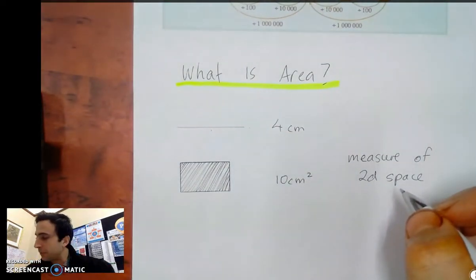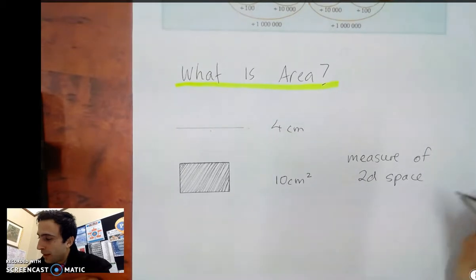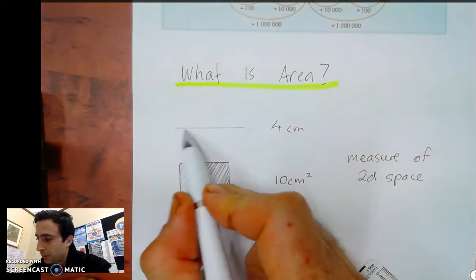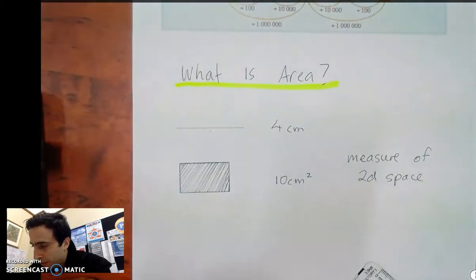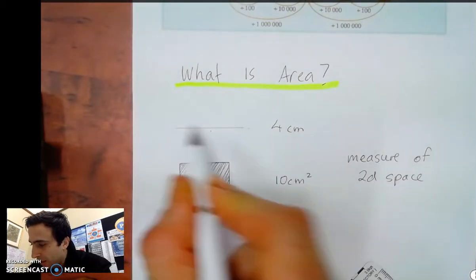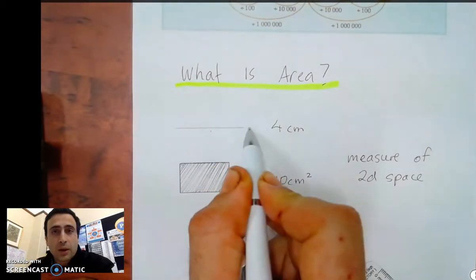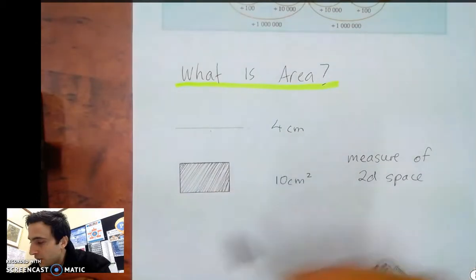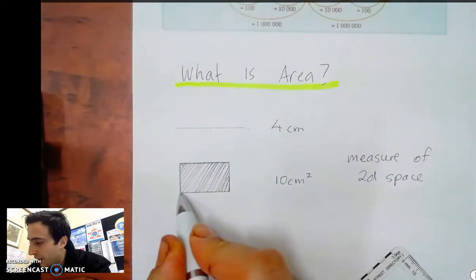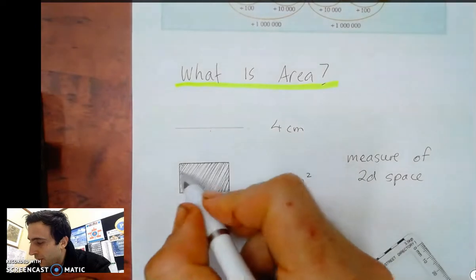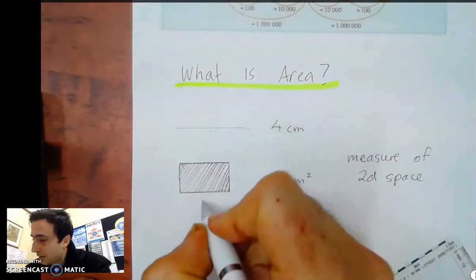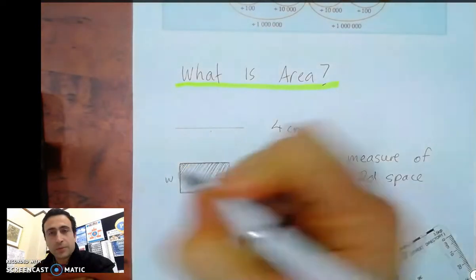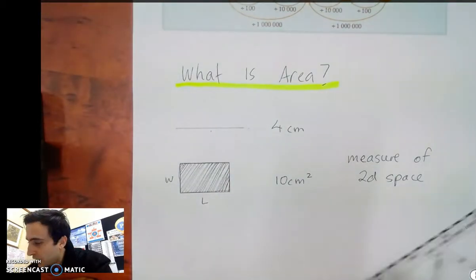By that I mean, if we look at this line here, we see that this line really only has one direction. It starts here, ends here, it goes that way. Whereas this square, it goes that way, and it goes that way. In other words, it's got length, and it's also got width. Whereas this just has length.